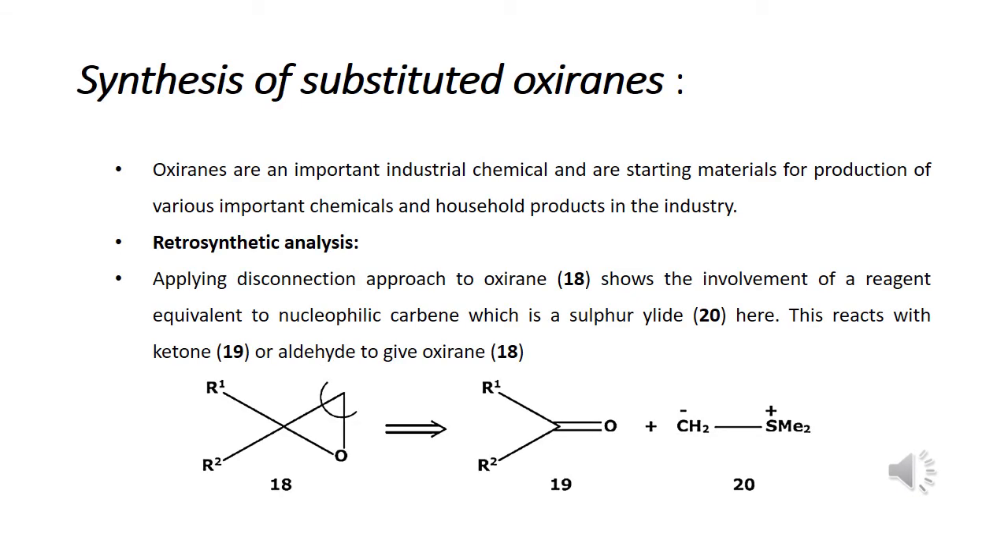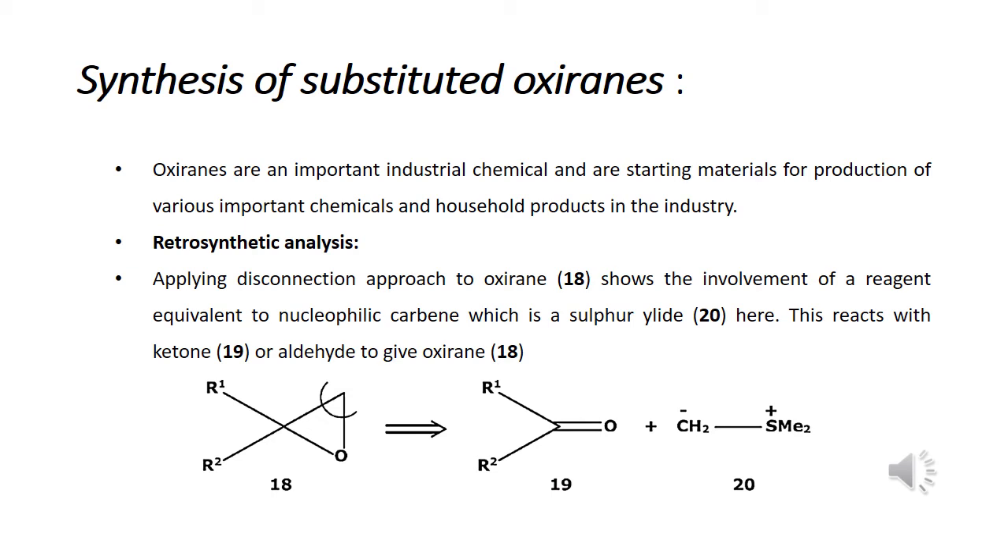Now next, an example of a 3-membered cyclic saturated compound is the synthesis of substituted oxiranes. Oxiranes are important industrial chemicals and are starting materials for the production of various important chemicals and household products in the industry. Let's begin the retrosynthetic analysis of that one.